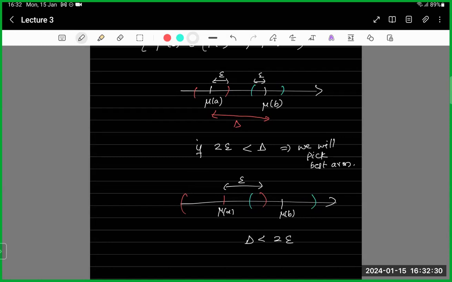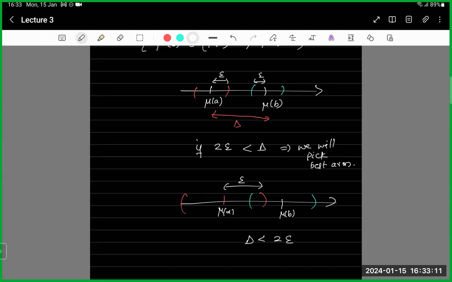Regret is what? There are only two arms. When do we get regret? When we pick the bad arm as the best arm. So when will you pick the bad arm? Then what is the regret? In each step, you'll incur a regret of delta, because the difference between mu star and mu of A is delta, right? So delta into T is the regret that you can incur.